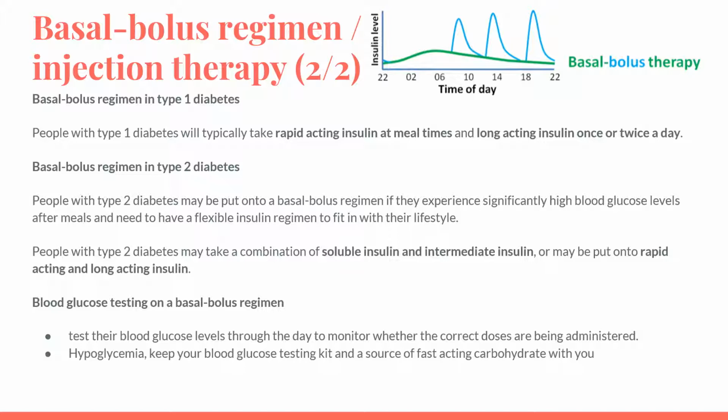Basal bolus regimen in type 2 diabetes. People with type 2 diabetes may be put onto a basal bolus regimen if they experience significantly high blood glucose levels after meals and need to have a flexible insulin regimen to fit in with their lifestyle. People with type 2 diabetes may be taking a combination of soluble insulin and intermediate insulin, or may be put onto rapid-acting and long-acting insulin.